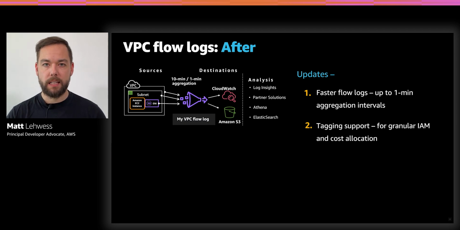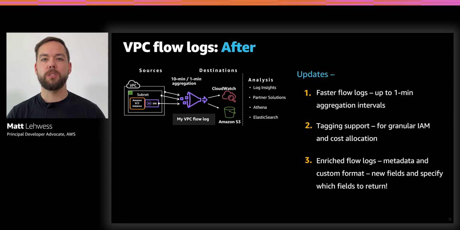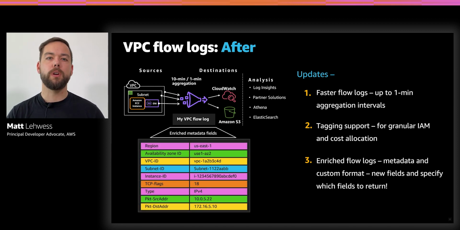We also have tagging support for VPC flow logs, so you'll get tagging support for more granular IAM and cost allocation and that sort of thing. And we also have enriched flow logs, and this is going to open up availability zone, subnet, instance ID, TCP flags, packet source address, packet destination address, so a bunch more different fields in flow logs themselves.